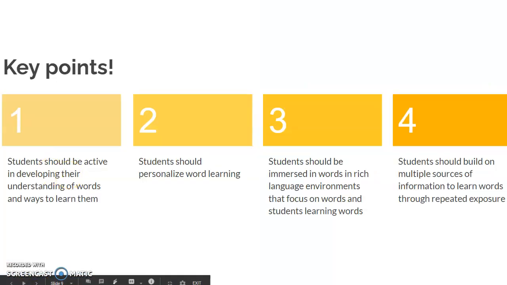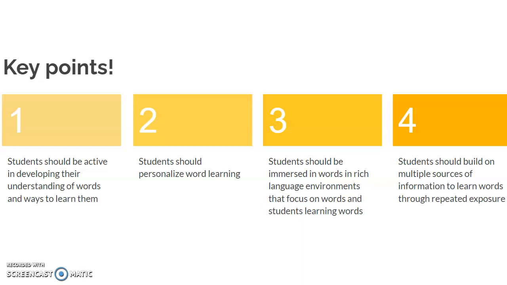So there are 4 key points that I got from the chapter. The first is that students should be active in developing their understanding of words and ways to learn them. The way that students can be active in developing this understanding is for teachers to guide that. And the SIOP model really encourages that students should be active in developing new words and their understanding and comprehension of them.